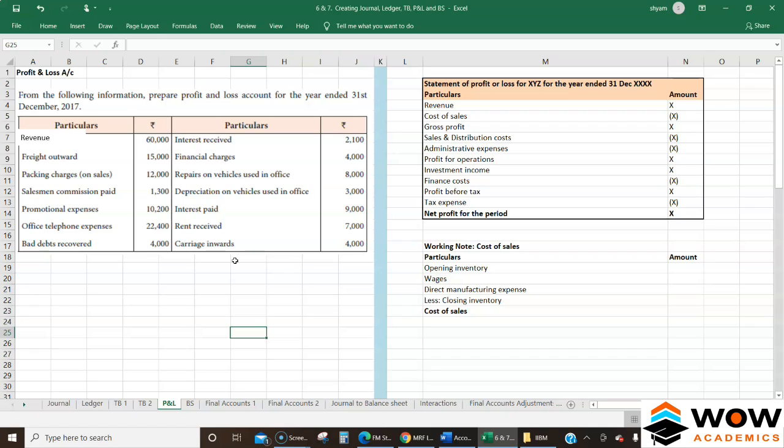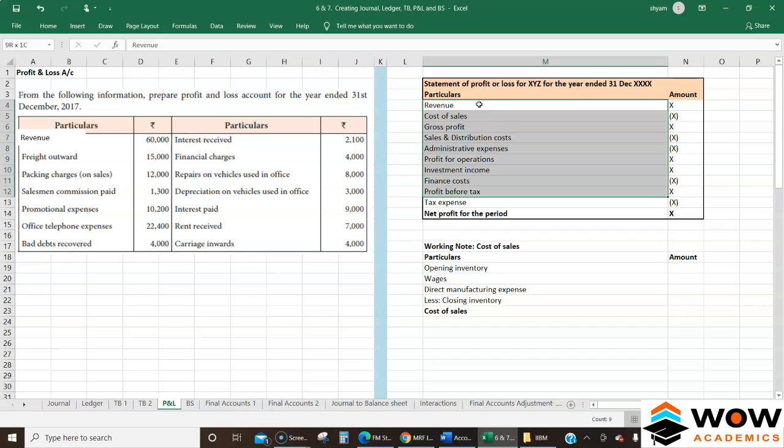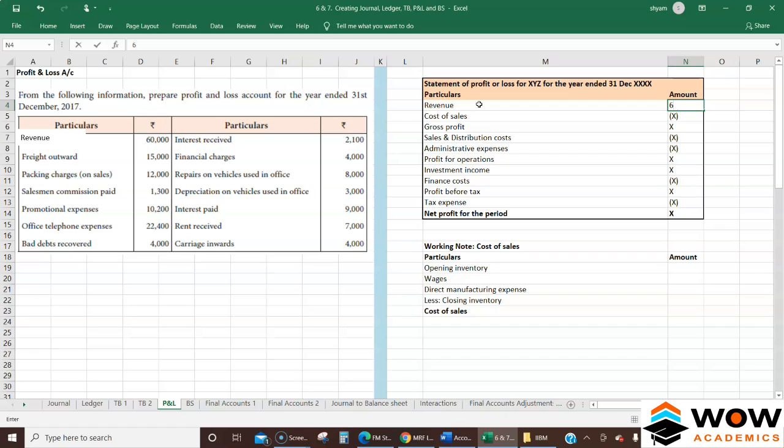Okay, so our job is very simple. We just have to know what is the format for statement of profit or loss, and we have to just insert the numbers. So we know what our revenue is. Our revenue is straightforward, it is 60,000. The next item is freight outwards. Okay, so freight outwards comes under the heading sales and distribution.